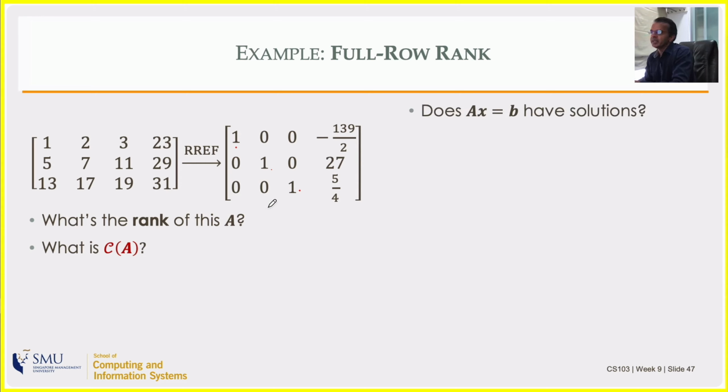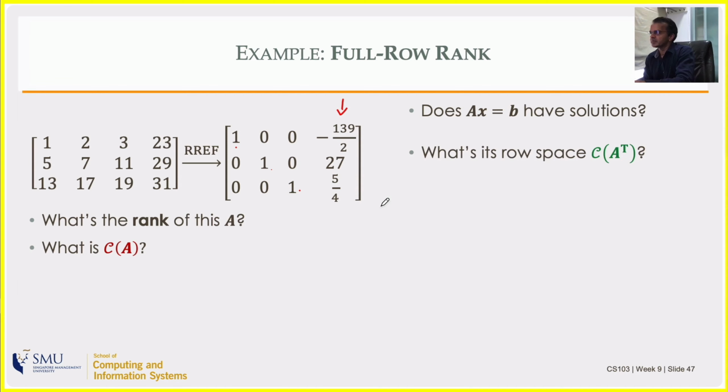Does Ax equal to b have solutions? Is there a possibility that this matrix might lead to inconsistent equations? No, because there is no zero row, so you cannot have inconsistency. And there is a free variable here corresponding to this pivotless column. So infinity of solutions. Always infinity, never unique.